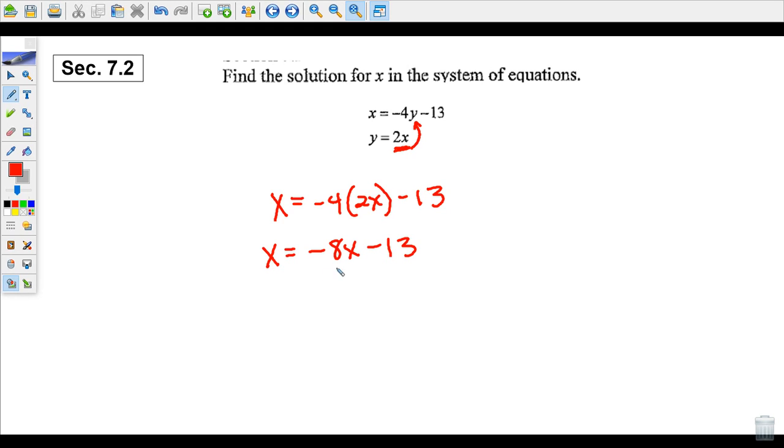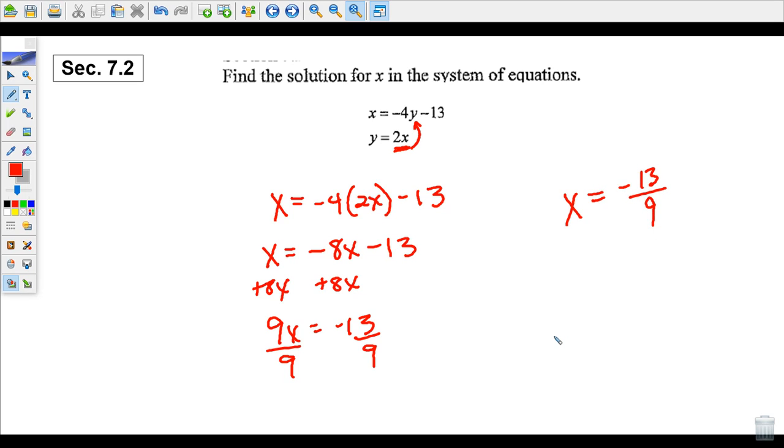And now I can solve for x. So I'm going to add 8x, 9x equals -13, divide by 9. A little bit messy, but it looks like x is going to be -13 ninths. And that's all that I have to do. Just x, it says. So -13 ninths.